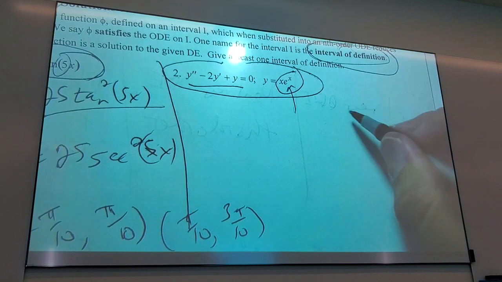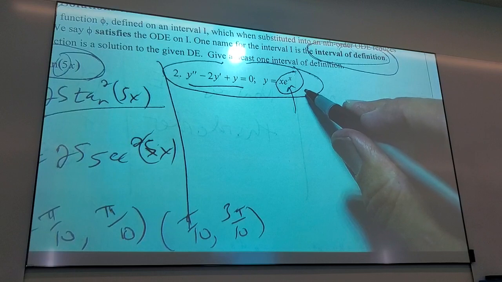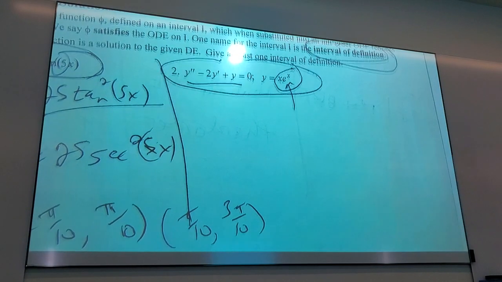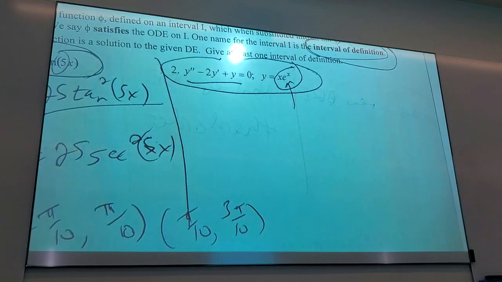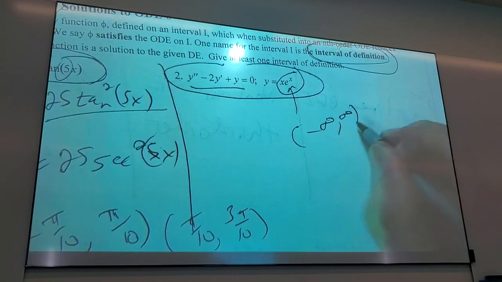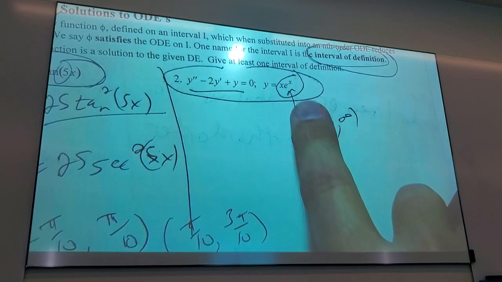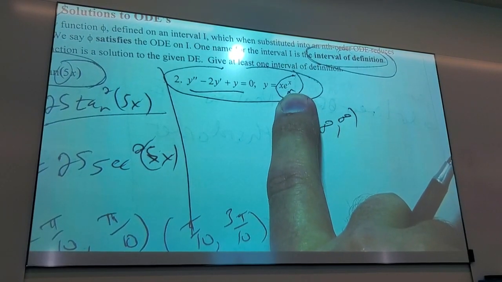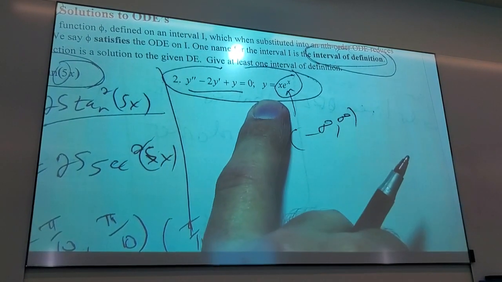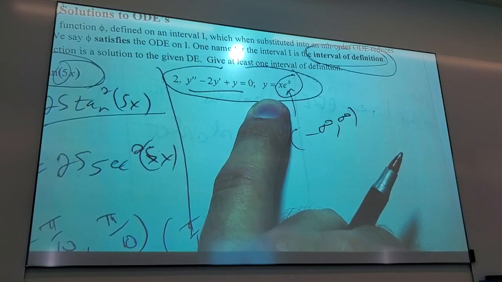What's this guy's domain? Are there any x's you're not allowed to plug in? Nope. So an interval of definition here would be negative infinity to infinity. Actually verifying that that's the answer, you guys should just eat that up. How many derivatives would you need to take? 2. Plug it in, make sure it works. Yes? Okay, I like it.